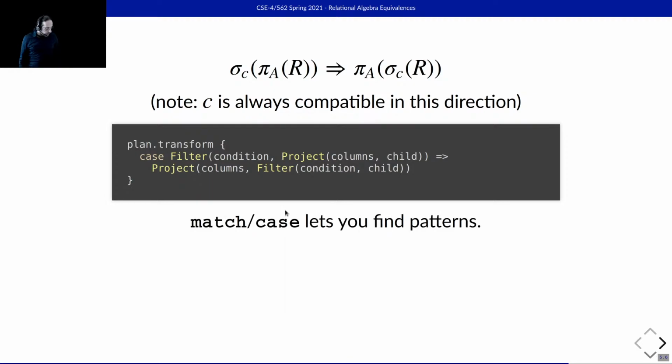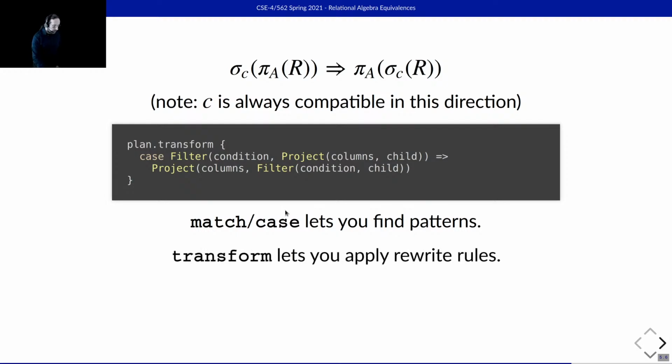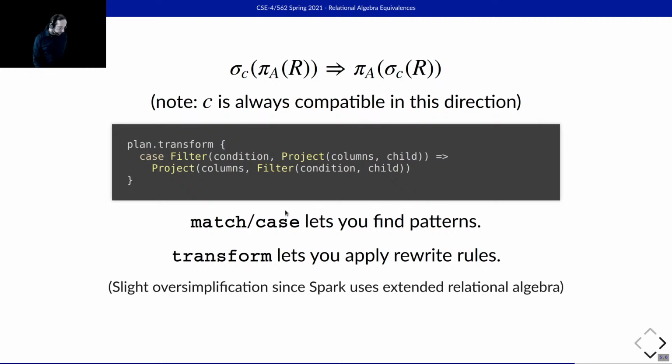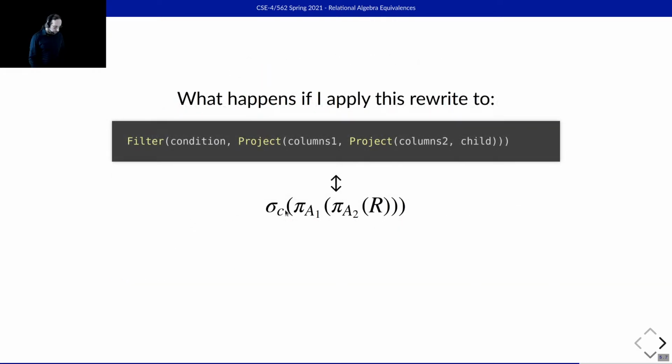So the match statement, the case clause, is where you define the pattern that you're looking for, and then the transform is going to let you match instances of this pattern in the tree with the corresponding replacement. Now, this example is a slight oversimplification. Spark internally uses extended relational algebra. This is extended projection, not the simplified projection that we've been talking about so far. But hopefully this gives you some sense of how this works.